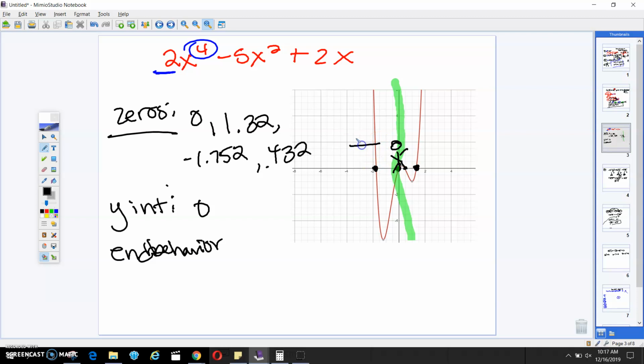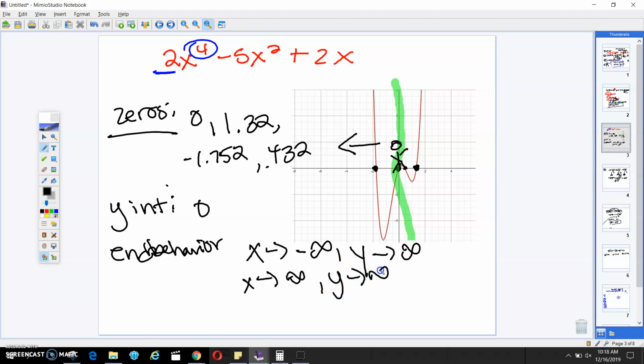And if we look to the left, what's happening to our y values? They're going to positive infinity. If we look to our right, what's happening to our y values? They're also going to positive infinity. Again, sometimes on your test, this might be written out as f of x instead of y, but I want you to see both ways. Okay?